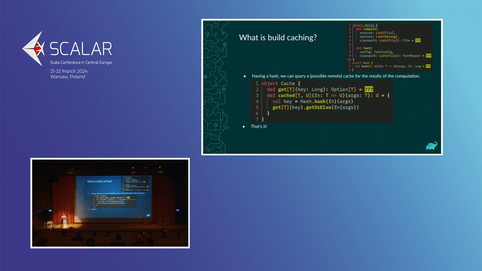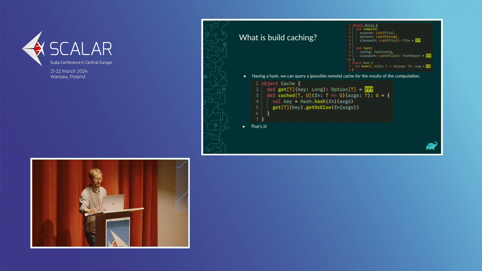So using this hash, we can now compute the cache keys and address them against the cache. We have our object Cache, which has a function get that takes the key and returns us an option of the result. Either we have it in the cache, in which case we get it, or it doesn't, and we have None. We have the cached function, which just wraps one of our build functions and its arguments, computes the hash for that call, and tries to get it from the cache. If it's there, good, we return it, otherwise we execute the build function. And basically that's it. That's the idea of build caching.